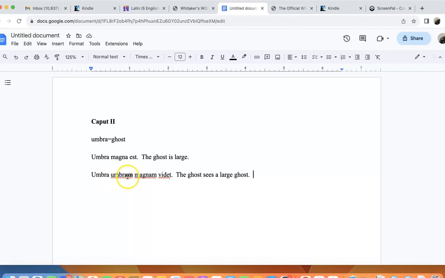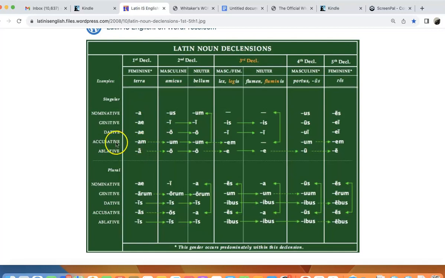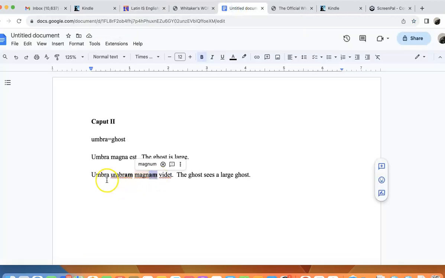But then, what does the ghost see? Well, that's the direct object. And the direct object in Latin needs to be in the accusative case. So if we go back to our declension endings, you can see accusative singular is am. So we go back to the example here, the ghost sees a large ghost. Once again, Latin tends not to use a or the, as you'll learn when you do the self-tutorial exercises. And so that's the reasoning for that.